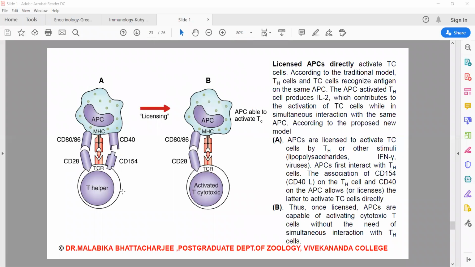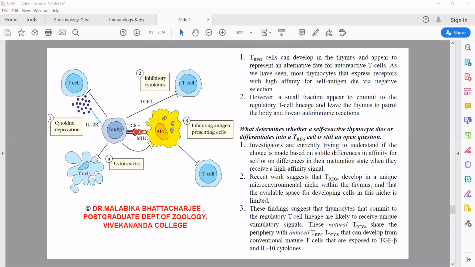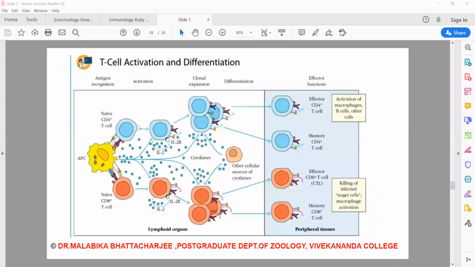This is a picture of a licensed APC. What does that mean? Consider an antigen presenting cell. An antigen presenting cell can express both MHC class 2 and MHC class 1. It was initially thought that both the lymphocytes can recognize MHC class 1 peptide or MHC class 2 peptide simultaneously, and the pathway can simultaneously proceed.